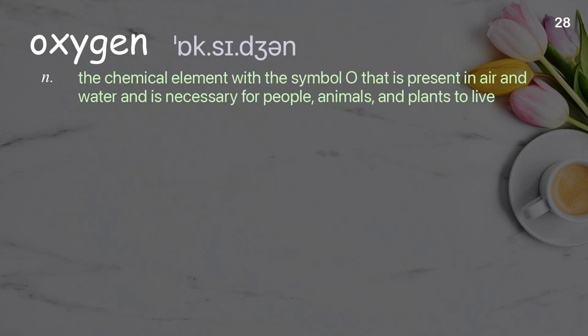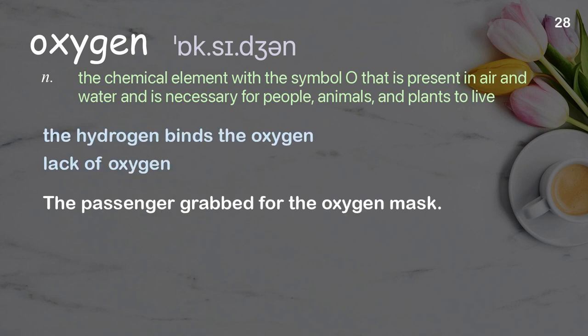Oxygen. The chemical element with the symbol O that is present in air and water and is necessary for people, animals, and plants to live. Examples: the hydrogen binds the oxygen, lack of oxygen. The passenger grabbed for the oxygen mask.